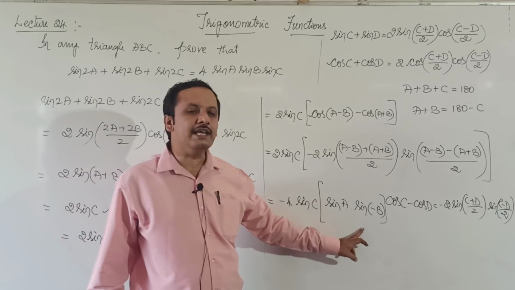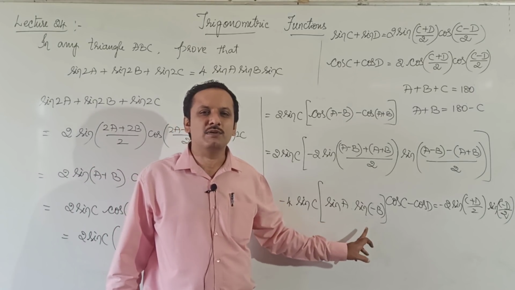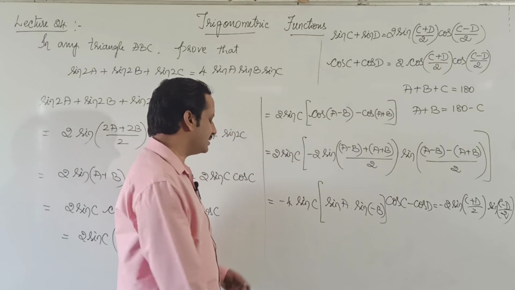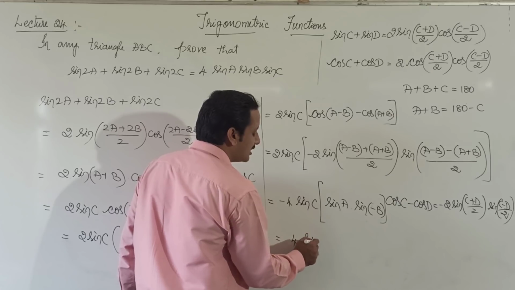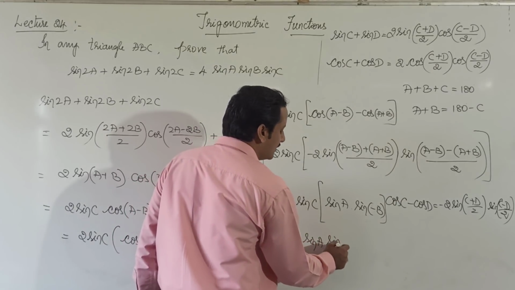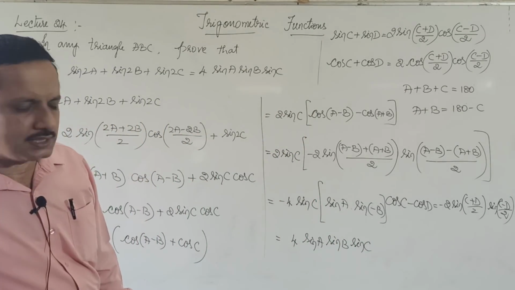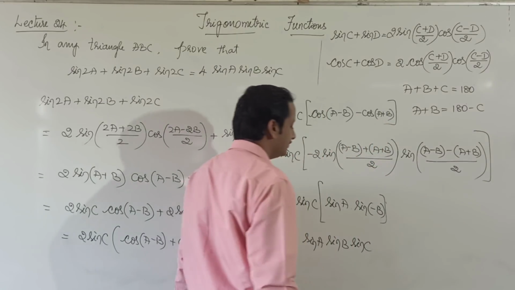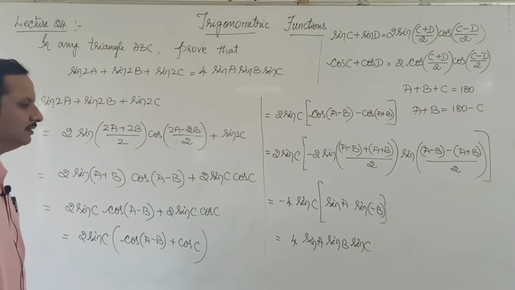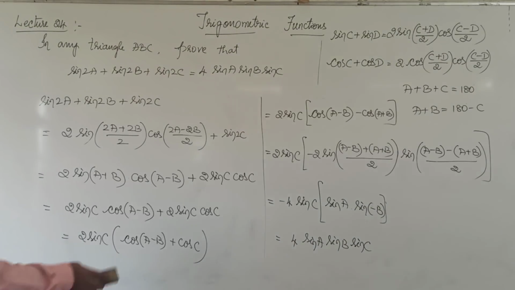Then sin of minus theta is equal to minus sin theta, so this will become minus sin B. That minus into this minus, it will become 4 sin C sin A sin B. In other words, 4 sin A sin B sin C. Okay. Then let's go to the next question now.